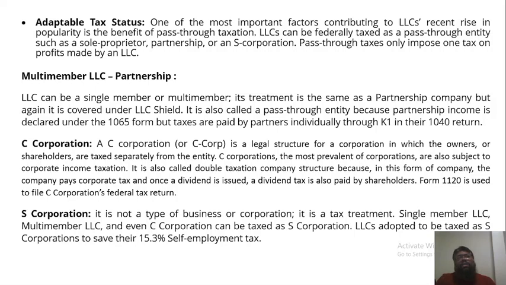The main reason is that it is beneficial for single member LLC and multi-member LLC, because these are pass-through entities, and in pass-through entities the shareholder, member, or owner has to pay the tax. So they adopt S corporation, because in S corporation the 15.3% self-employment tax is saved to some extent. Almost 60 to 70% of the self-employment tax is saved, because as I told you, the single member owner and multi-member owner have to pay this tax.